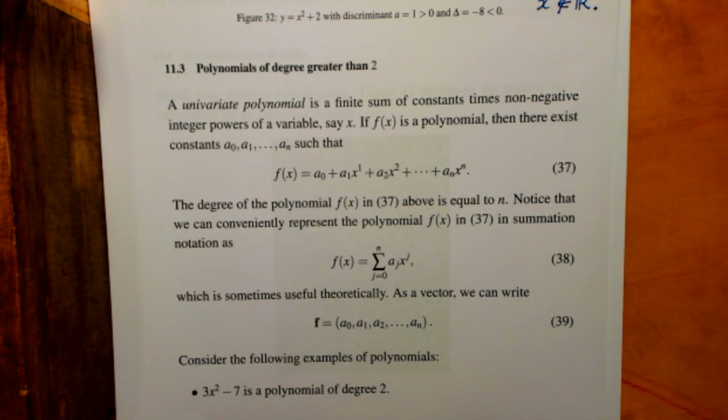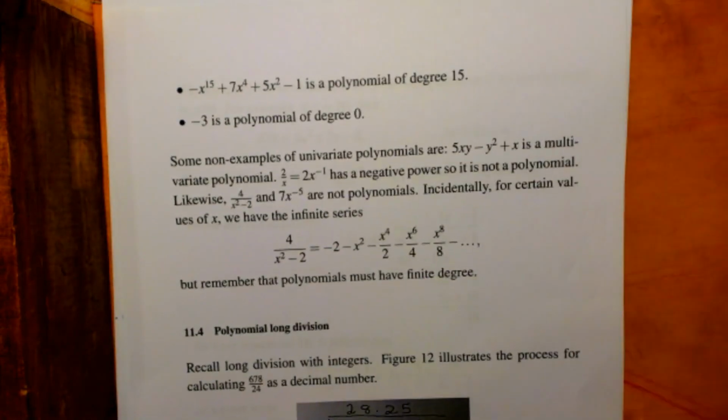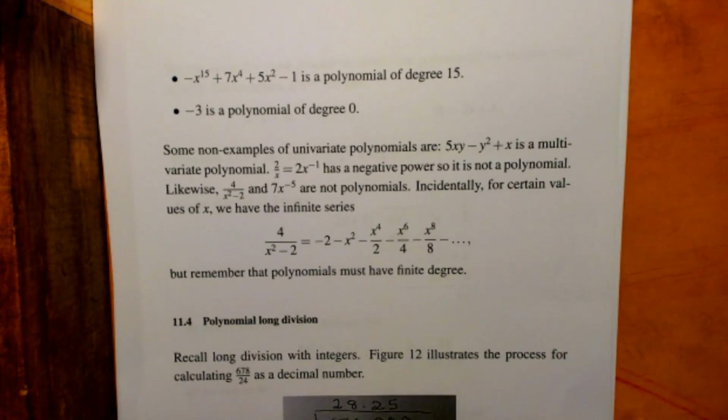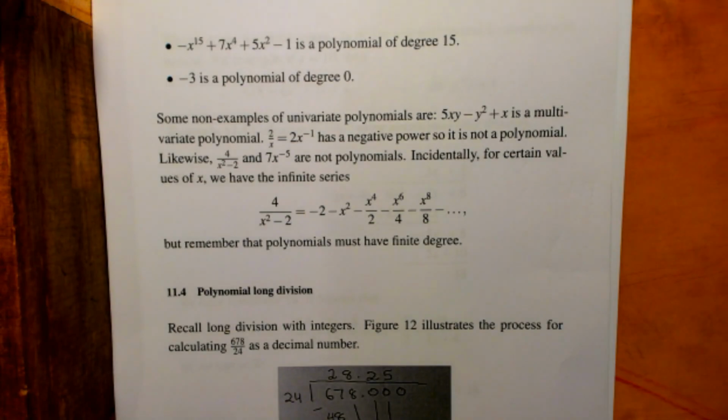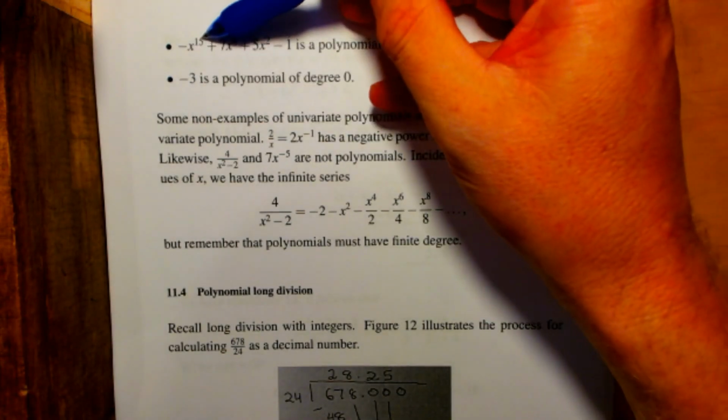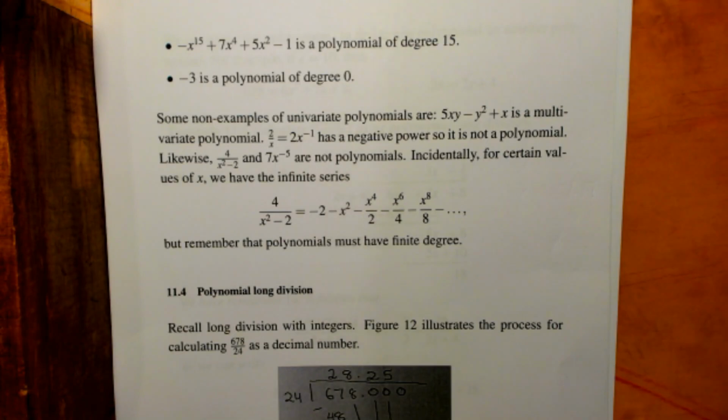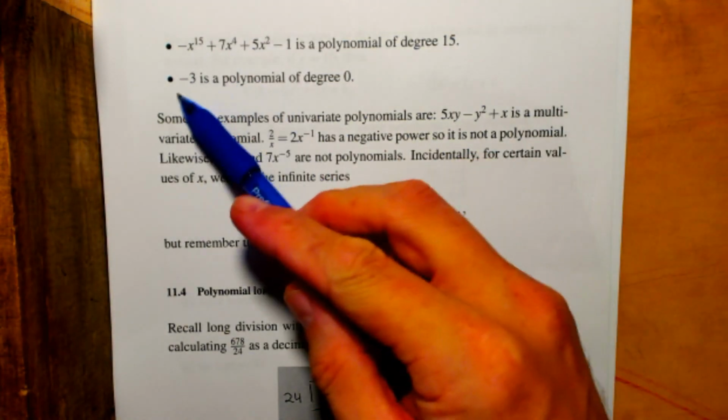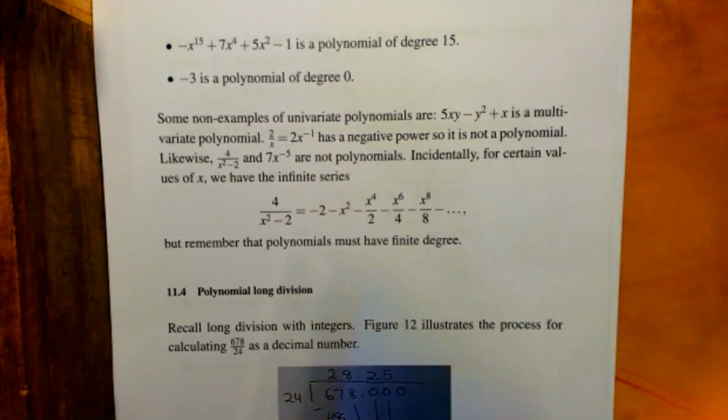So 3x squared minus 7 is a polynomial of degree 2. Alright, so there's the degree, it's 2, that's the highest exponent. Our coefficients are 3 and minus 7. Minus x to the 15th plus 7x to the 4th plus 5x squared minus 1 is a polynomial of degree 15. 15 is the highest exponent. Minus 3 is a polynomial of degree 0. Okay, all of the x's that are in this minus 3 are of power 0. So x to the power of 0 is 1.